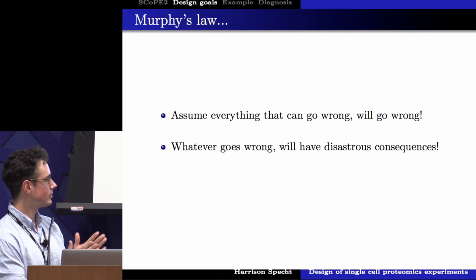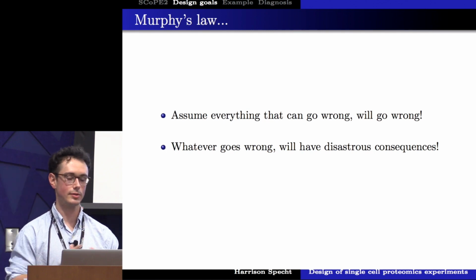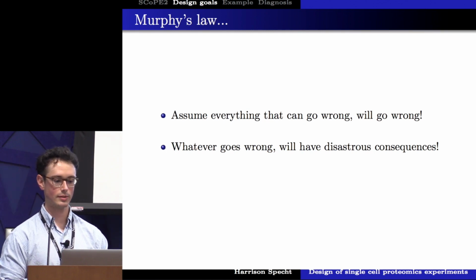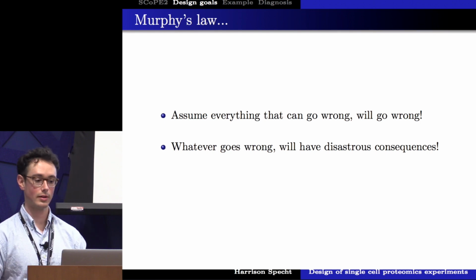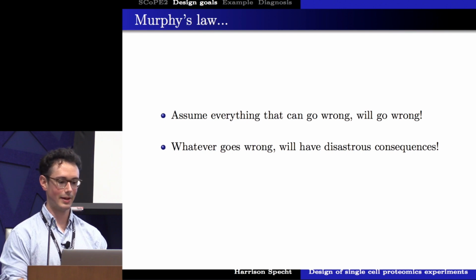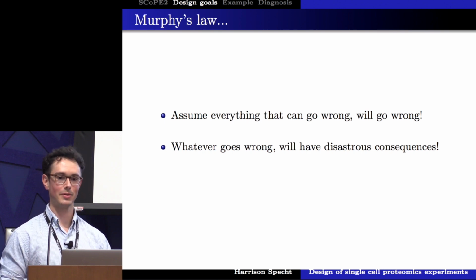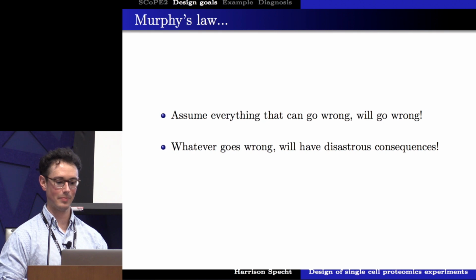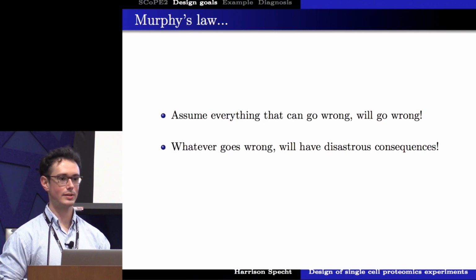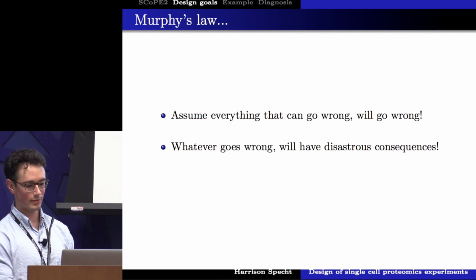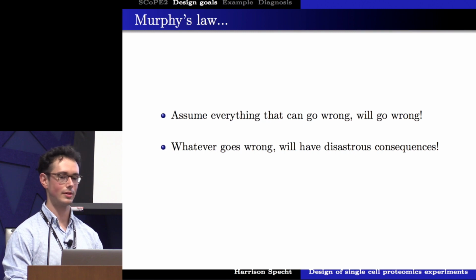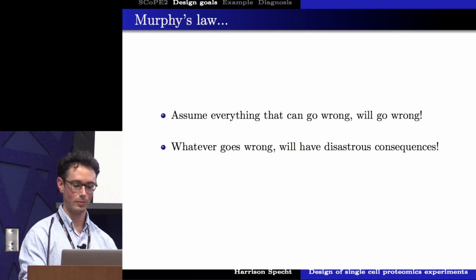Cool. So those are the basic concepts of the SCoPE2 and SCoPE-MS protocols. And now we're going to go into where it all goes wrong. I think anyone who's done experiments in the lab is familiar with this idea, whether they know it by name or not. When we design SCoPE2 or SCoPE-MS experiments, we want to assume that anything that can go wrong will go wrong. And as a corollary to that, whatever goes wrong is going to be the worst thing possible for us. We want to go into designing these experiments with these two assumptions.